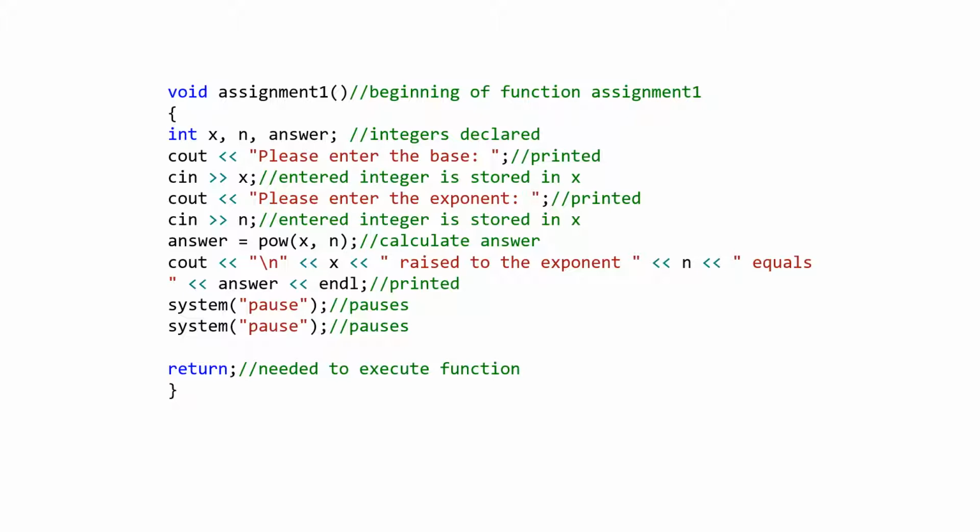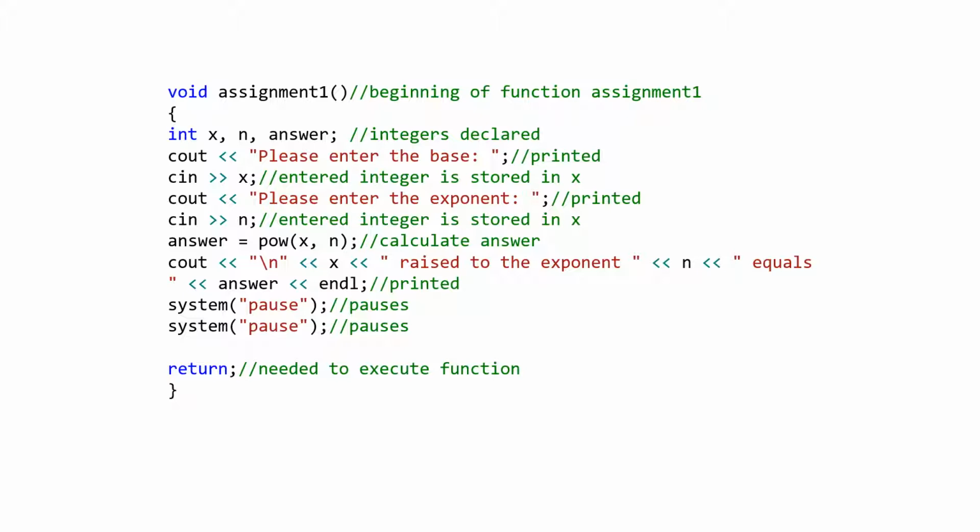So void assignments, that's the beginning of the function. The integers x and answer are established, and out on the screen prints please enter the base. The user then enters that base and it stores in the value of x. Then the user enters an exponent and it is stored in n.